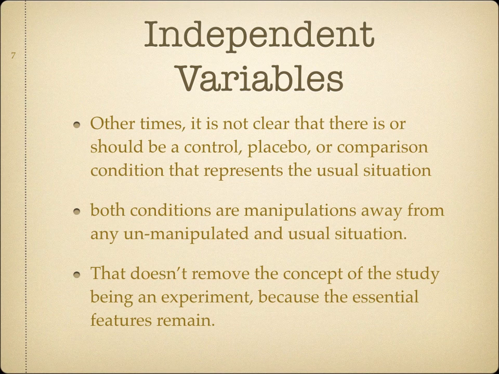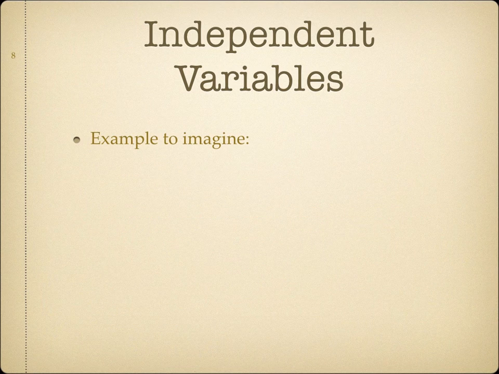Other times it's not so clear that there is or should be a control, placebo, or comparison condition that represents a usual situation. It's not always the case that that's just obvious that one of those kinds of things actually exists. Both conditions, therefore, can be manipulations that are away from some unmanipulated or so-called usual condition, even though it doesn't make much sense. That doesn't remove the concept that the study is an experiment, because the essential features of random assignment and elimination of confounding variables is still in place.